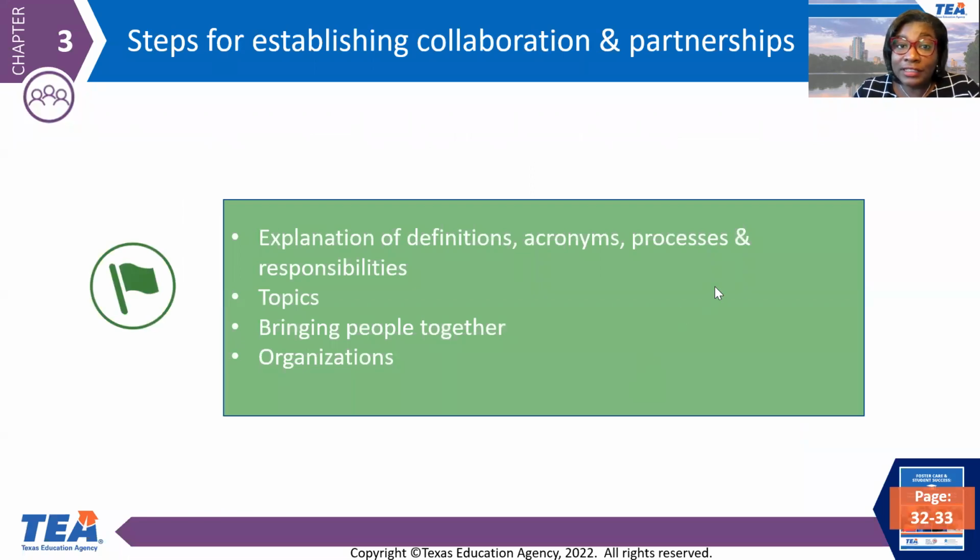Now, steps for establishing collaboration and partnerships. Now, remember in your book, you see that green flag on pages 32 and 33. We provide you green flags of tips. We wanted to provide you with actual tips to working. We explain the definitions, acronyms, and processes and responsibilities. Those are explained. That is a valuable tip. The topics that you can discuss when you start collaborating, those are important. And bringing people together. What are some tips to bringing people together? We actually provide you with that information.